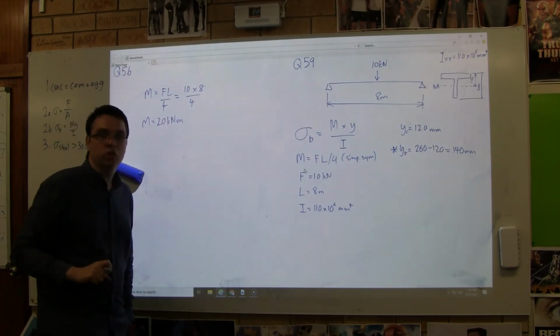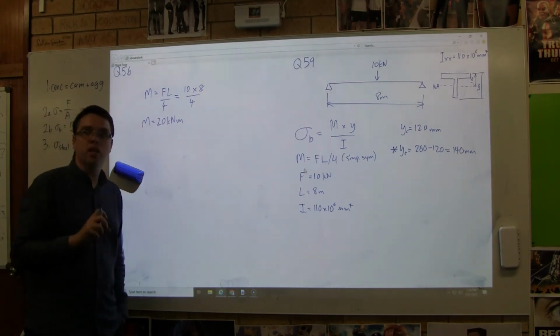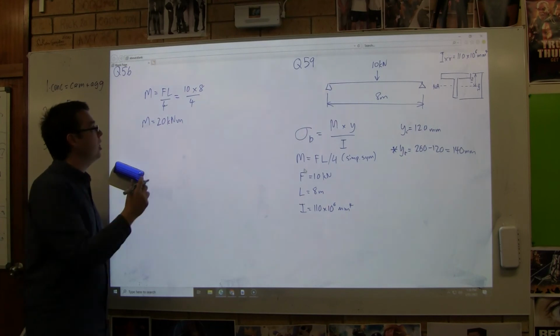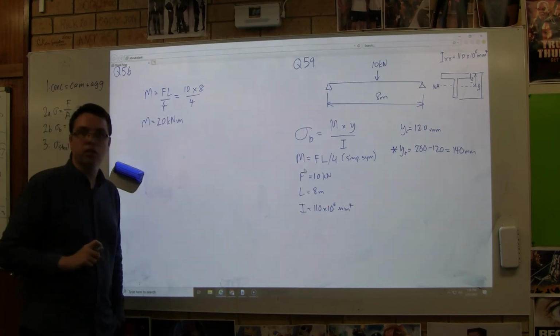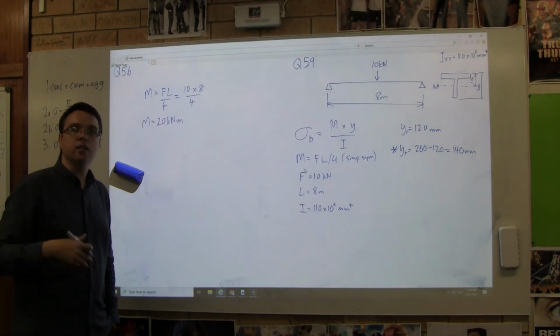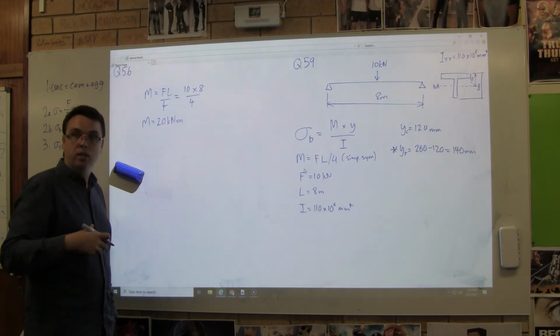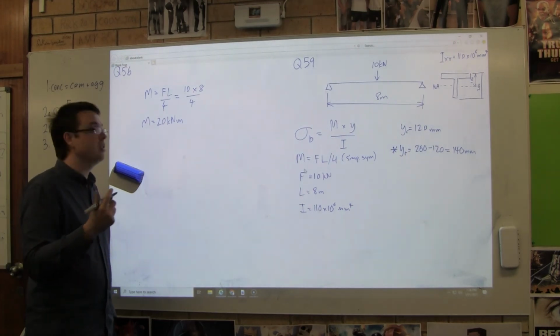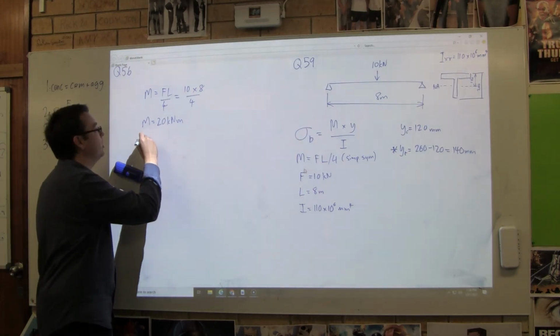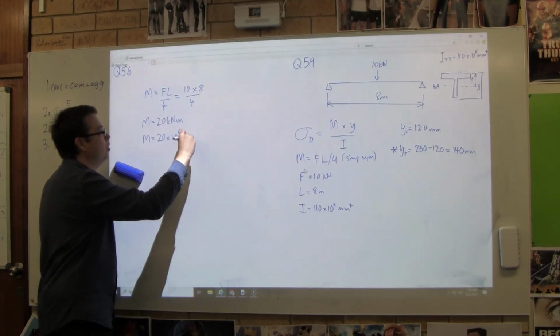We don't like to use kilonewton meters. Right, when you see kilonewton meters, think, okay, I've got my kilonewton meters, now I need to convert it. How many newtons are there? There's 1,000 newtons in a kilonewton. How many millimeters are there in a meter? Another 1,000. 1,000 times 1,000 is 1,000,000. Yeah? 10 to the 3 times 10 to the 3 gives us 10 to the 6. So what we have is M equals 20 times 10 to the 6 newton millimeters.